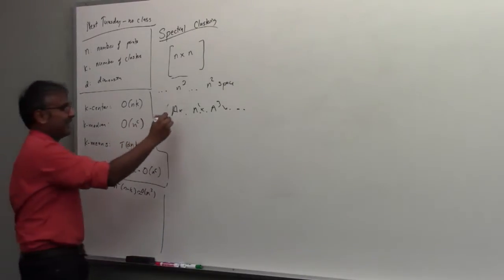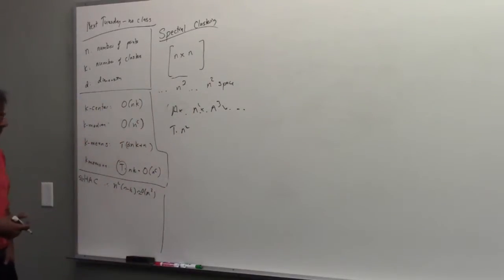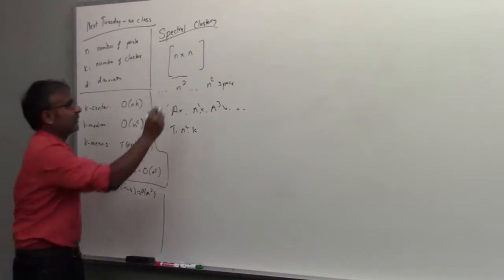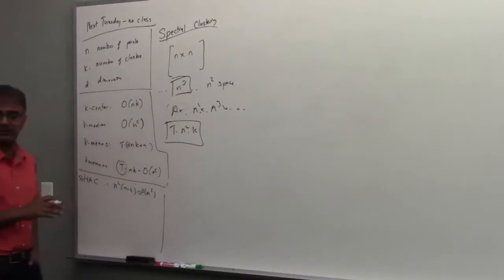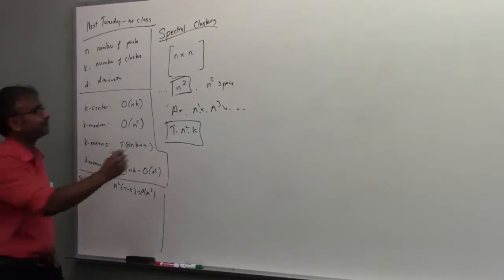And each of these will take some number of iterations times n squared time, because that's how long it takes to do multiplication, and then you pay a factor of k for each of them. So one bound would be n cubed, another bound would be something like this. So this is the number of iterations you need. Okay, so that's so much for spectral clustering.